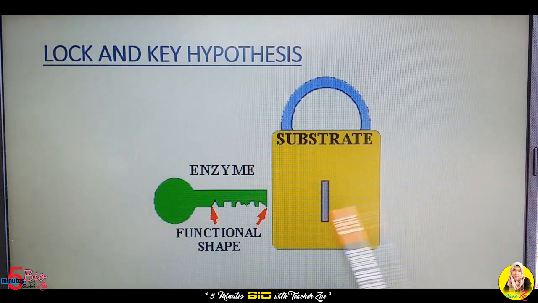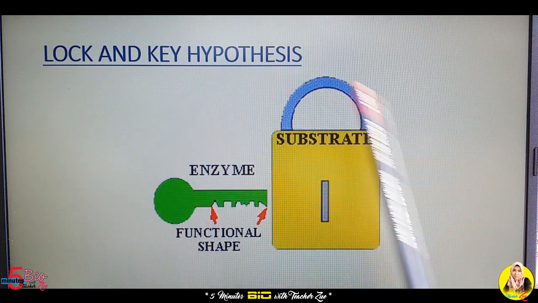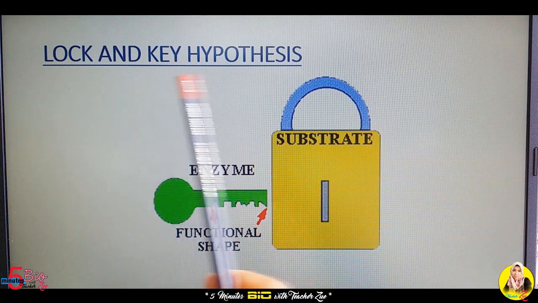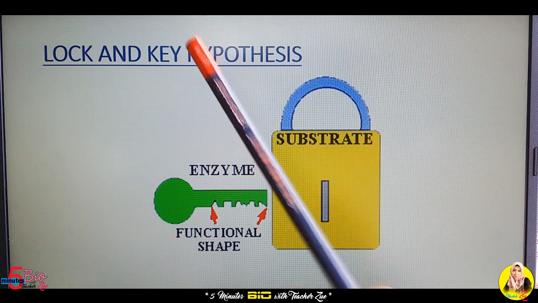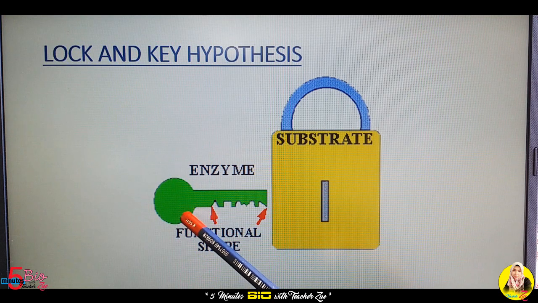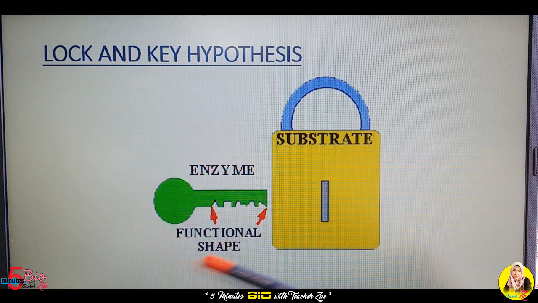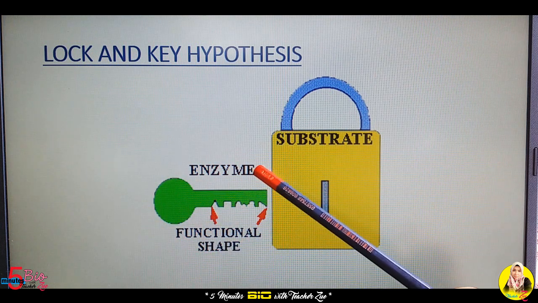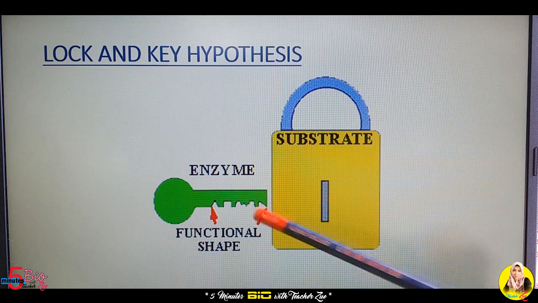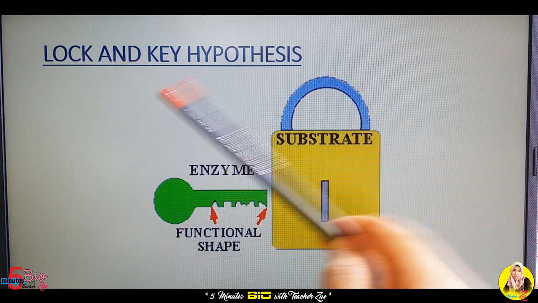Next, look here. We have lock and key. Why? Because we call the mechanism of enzyme reaction the lock and key hypothesis. It means that only the suitable key is suitable for the lock. The key here is the enzyme, and it has an active site, or functional shape, that is only suitable for the substrate to bind with. So we call it the lock and key hypothesis.